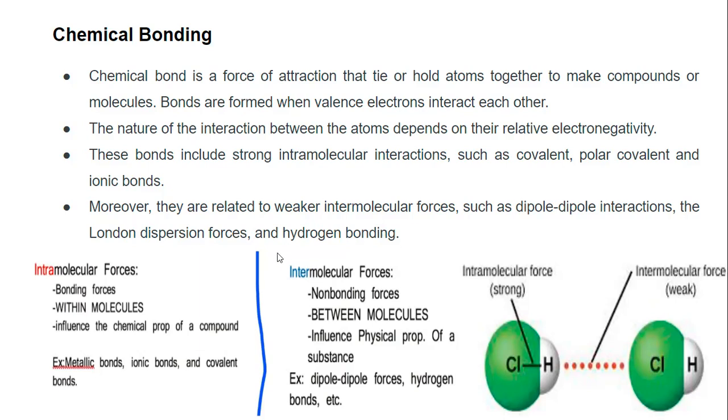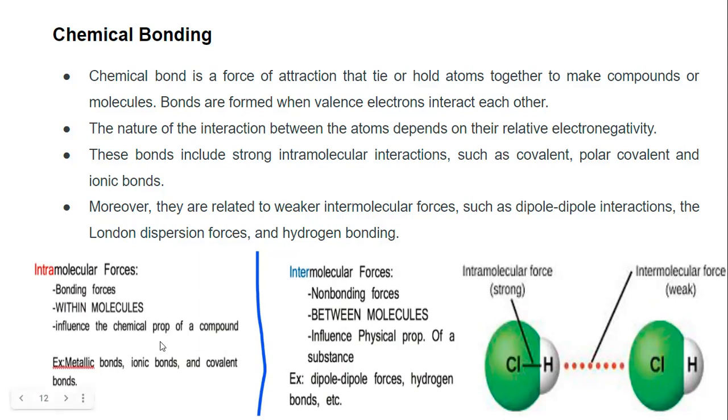So you have intramolecular forces, which are found among the atoms of a molecule, whereas intermolecular forces, which are weak, are found between the molecules. So intramolecular forces are basically strong bonding forces, whereas intermolecular forces are weak or non-bonding forces. Intramolecular forces are found within the molecules, whereas intermolecular forces are found among or between the molecules.